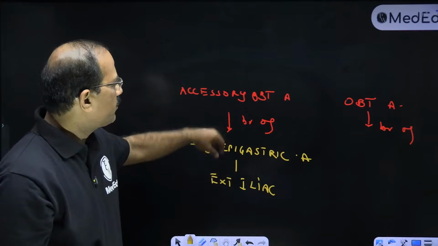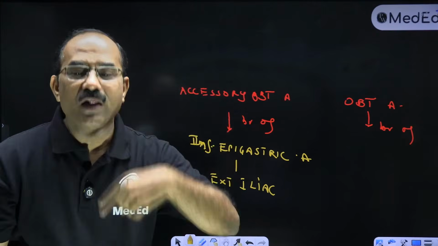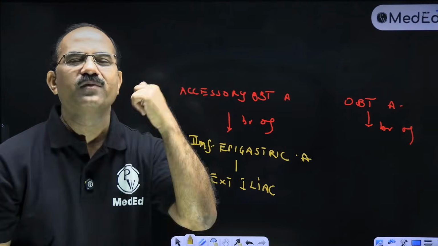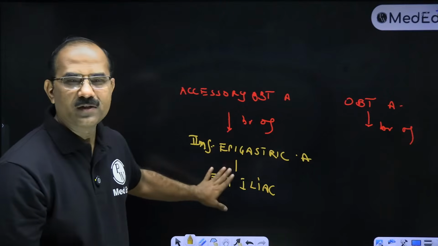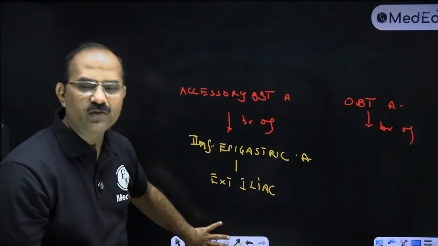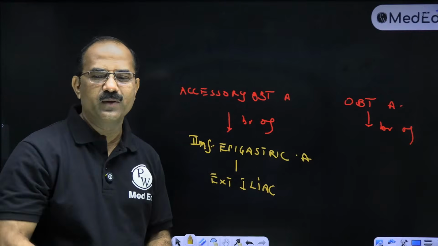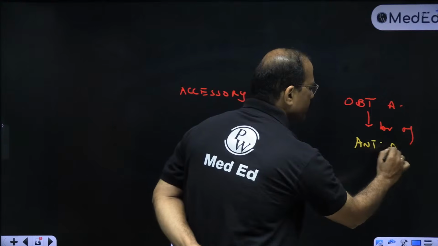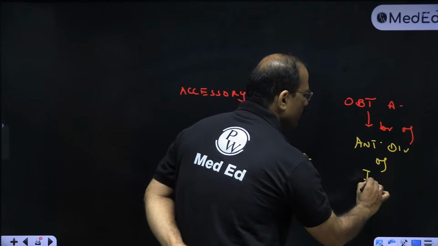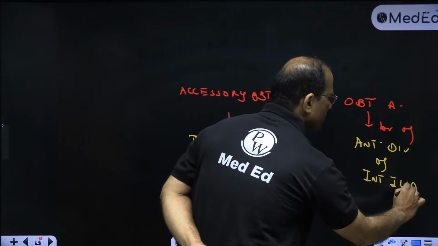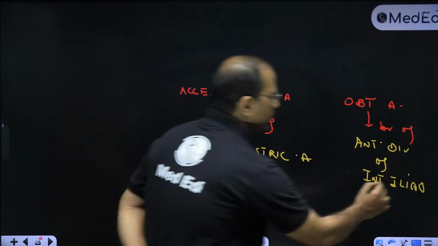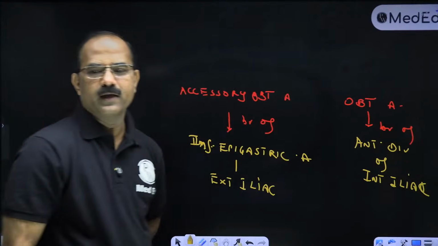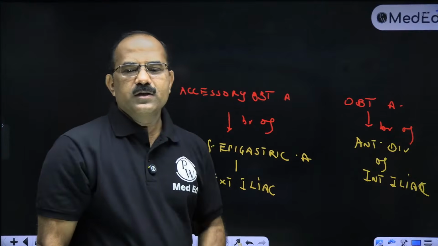So this inferior epigastric artery gives an abnormal obturator artery. Fine. So abnormal obturator artery is a branch of inferior epigastric, which is a branch of external iliac. Very good. And obturator artery is a branch of the anterior division of internal iliac. Fine. So just understand this.